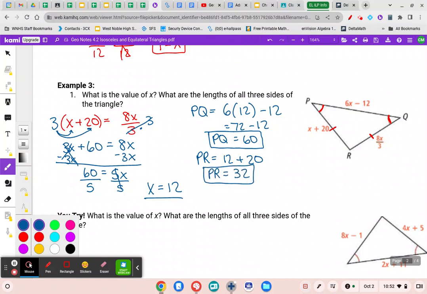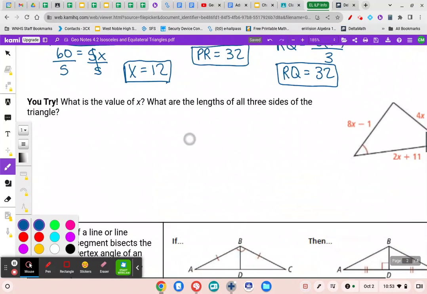And then some of you might already know what RQ is, but I'll go ahead and plug it in. 8 times 12 divided by 3. I just did this in my head. You can do 8 times 12 if you want. RQ is also equal to 32. Okay? Now, like I said, some of you might have already known what RQ was. It's just congruent to PR, so you didn't really even have to solve that one because you already knew what PR was. So RQ is the same.